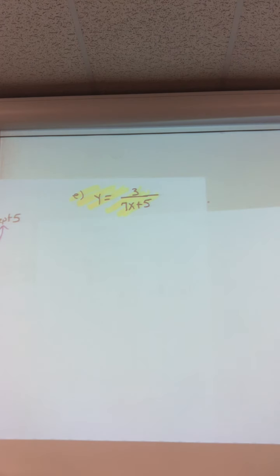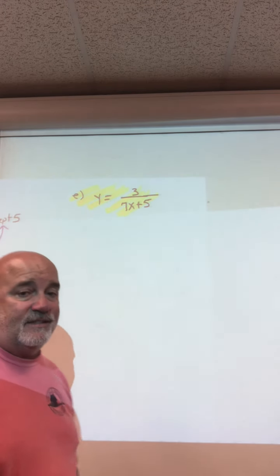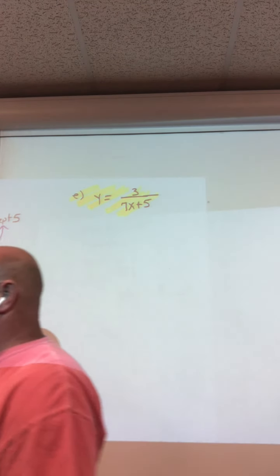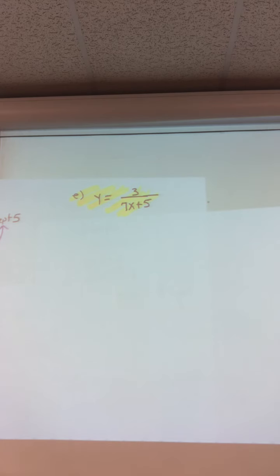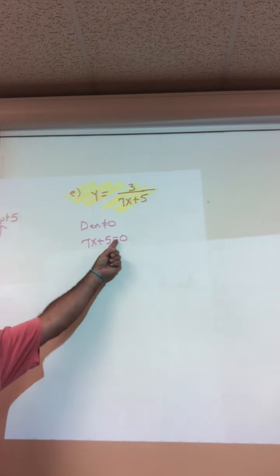Now, this one's a little harder to do in your head. Do I have an x in the denominator? Yes. What can I not allow? I cannot allow anything that would cause this denominator to be 0. Denominator cannot be 0. So, how do I find out what makes the denominator 0? Set the denominator equal to 0. And when you set the denominator equal to 0, that will tell you what makes it equal 0.